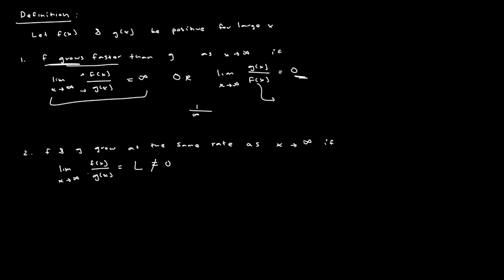And an important implication of this, which might not be fully intuitive, is that this definition implies that if we have y is equal to 2x, and y is equal to x, and we take the limit as x tends to infinity of 2x divided by x, we would get 2, right? And that implies that 2x and x grow at the same rate.